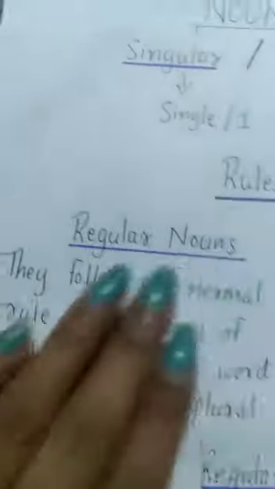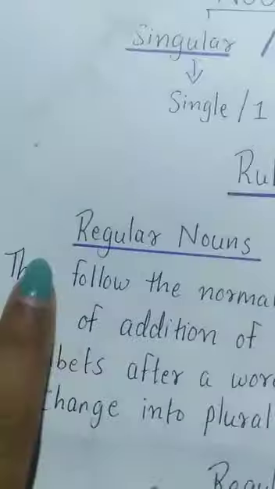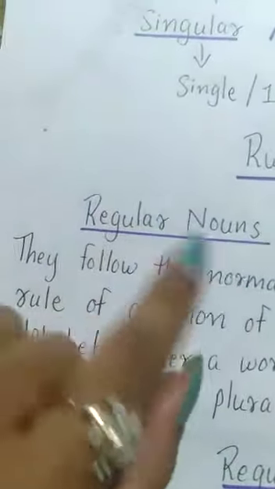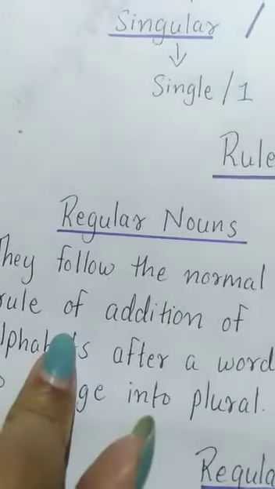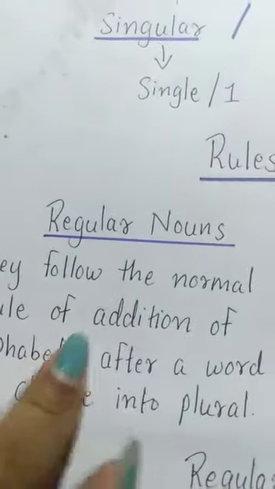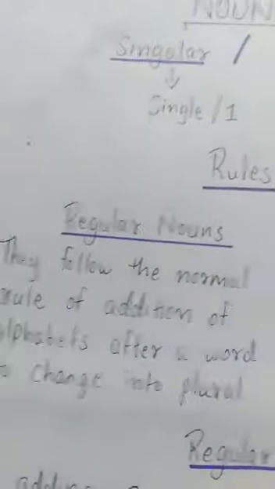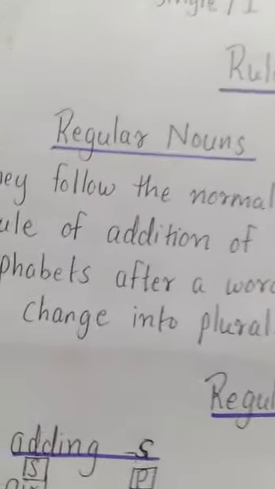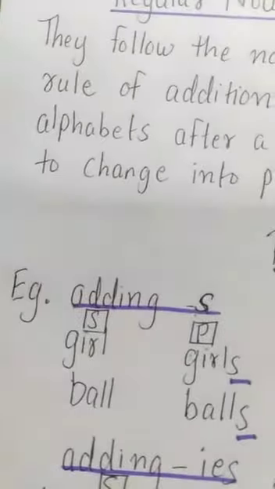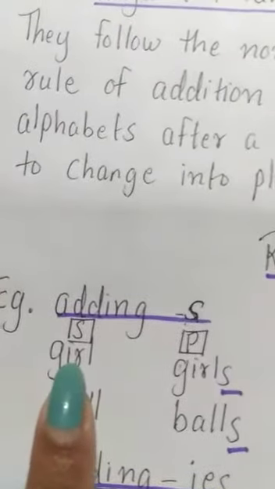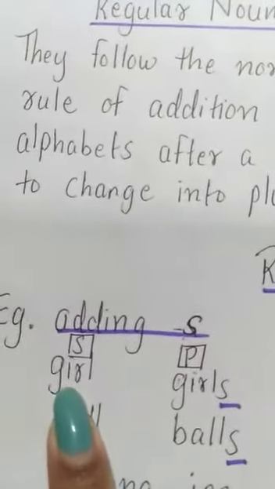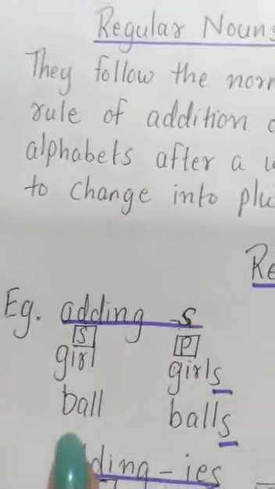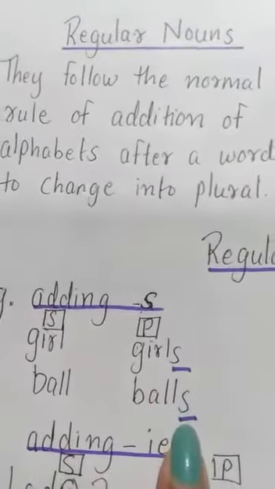First, let's discuss regular nouns. As we all know, regular nouns are the nouns which need addition of certain alphabets in order to become plural, right? So what are the additions that we make? Let's discuss. Adding s, as I gave the example of girl, it's very simple. Girl, girls, ball, balls. Here we simply add s.